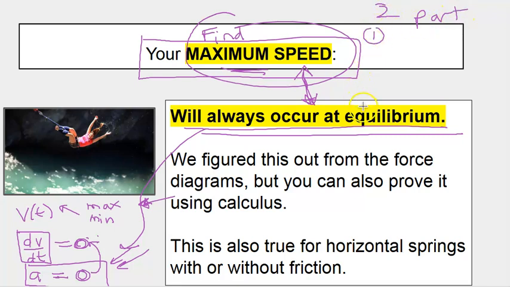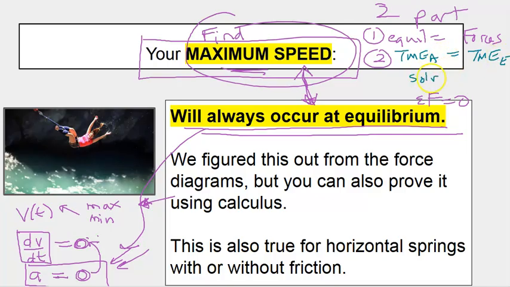It means A, find equilibrium, which is about forces, because that's the definition. It's when the net force is 0. And then step 2, conserve energy from A to equilibrium. Doesn't have to be point A, but some point A, B, C, D, with some other point to solve for V.